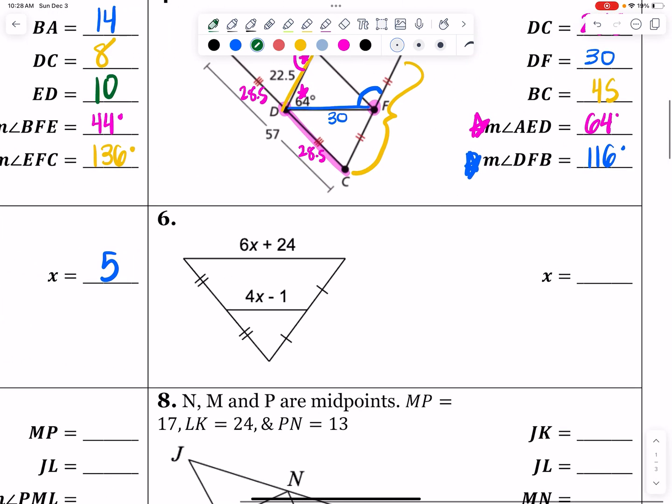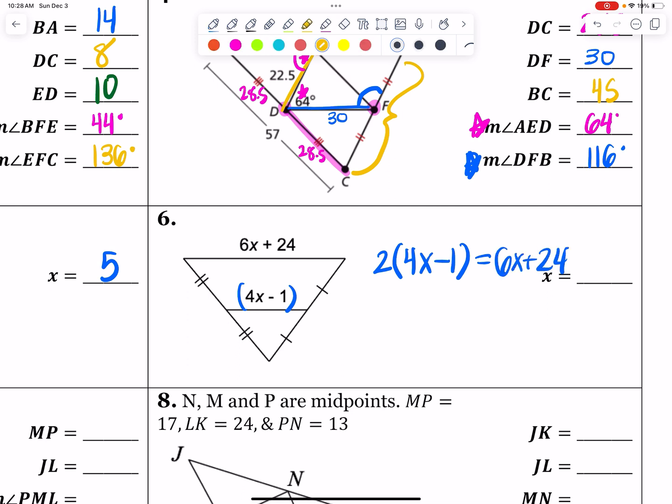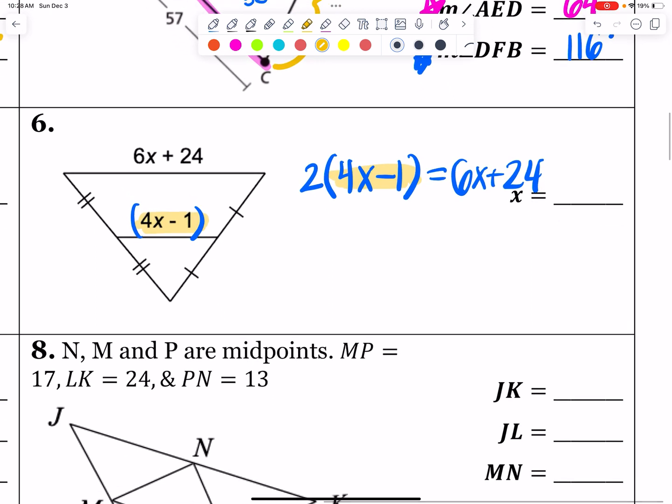Okay, again, why do I like to put the parentheses? Because sometimes you're going to have an expression that you're going to have to distribute to. So 2 times (4x minus 1) equals 6x plus 24. How did I know to double the 4x minus 1 and not the 6x plus 24? That is because that is our mid-segment. If we double that smaller piece, we're going to get our longer third side.